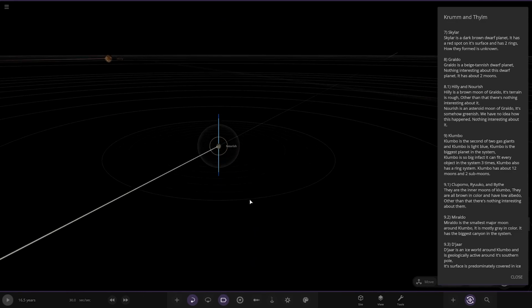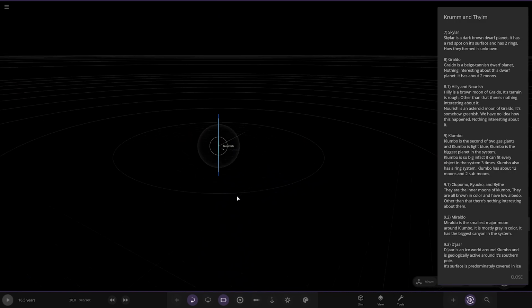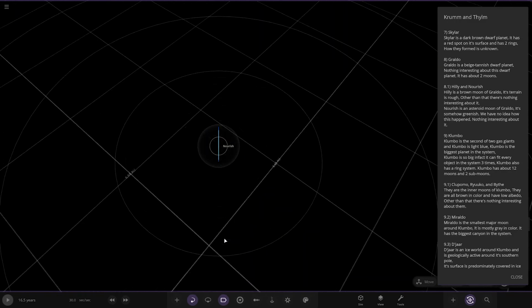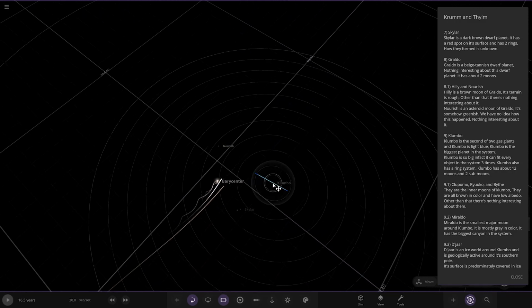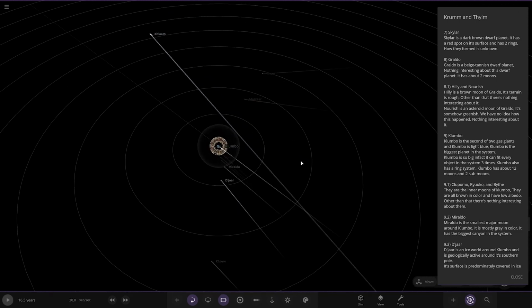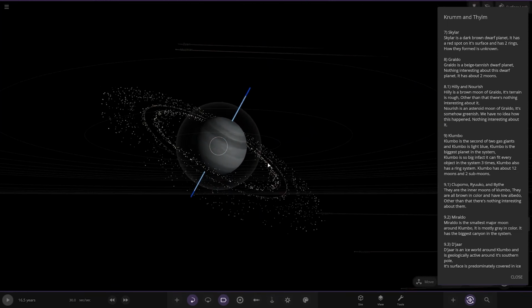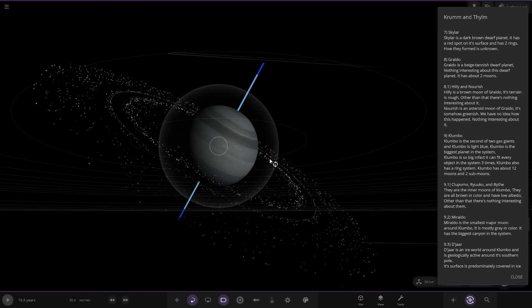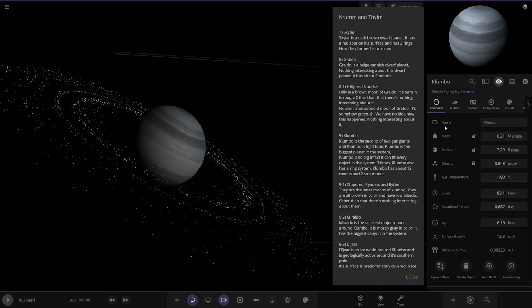Something interesting about it. Next up, we've got Columbo. Columbo. Over here. It's the second of the two gas giants, and Columbo is light blue. It's the biggest planet in the system. It's so big, in fact, it can fit every object in the system three times. It also has a ring system, about 12 moons and 92 submoons. It's pretty big. So, okay. Mass-wise, that's not actually that big, actually. I figure that's only 0.65 Jupiters.